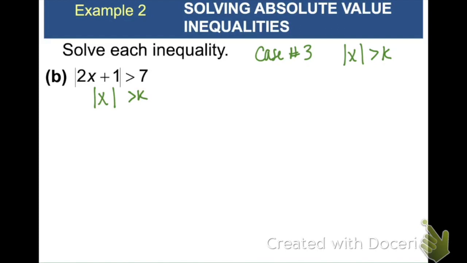This next example is an example of case number 3. So we have an absolute value is greater than a constant. So we're going to end up writing two inequalities. We're going to have 2x plus 1 is less than negative 7, or 2x plus 1 is greater than 7.